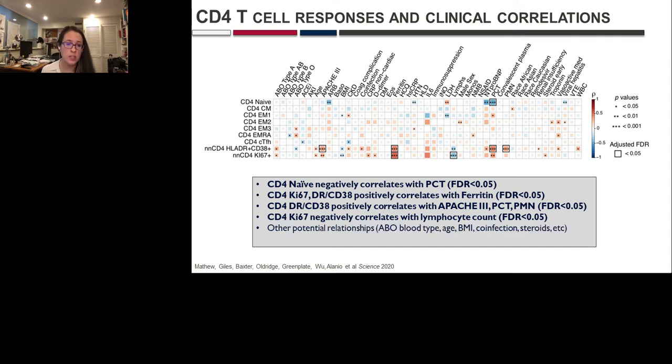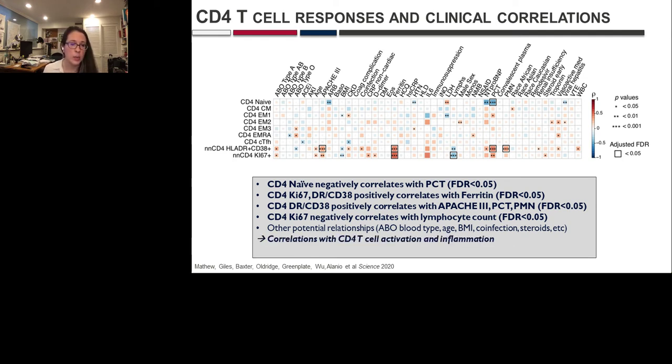And there were other potentially interesting relationships that didn't quite reach our adjusted FDR cutoff. So all together, we found correlations with CD4 T cell activation and different elements of inflammation as indicated by the clinical data.